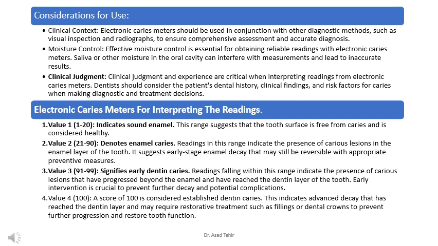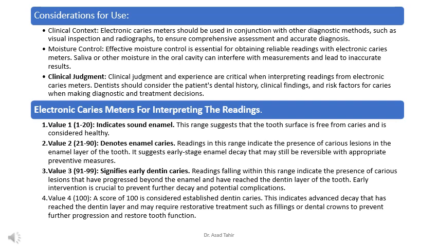Value 3, 91 to 99, signifies early dentin caries. Readings falling within this range indicate the presence of carious lesions that have progressed beyond the enamel and have reached the dentin layer of the tooth. Early intervention is crucial to prevent further decay and potential complications.